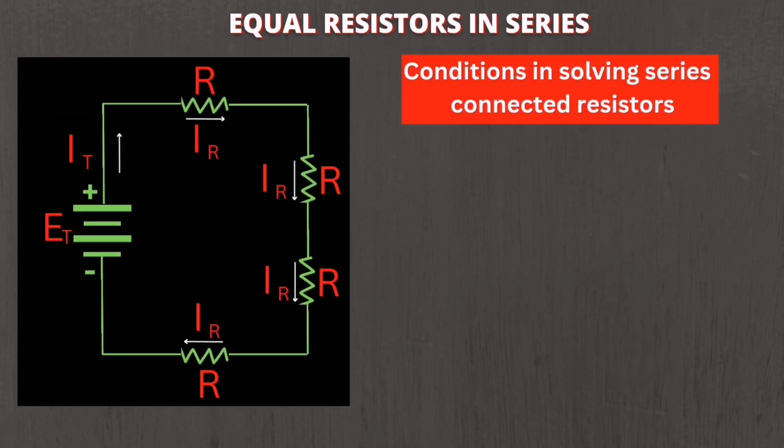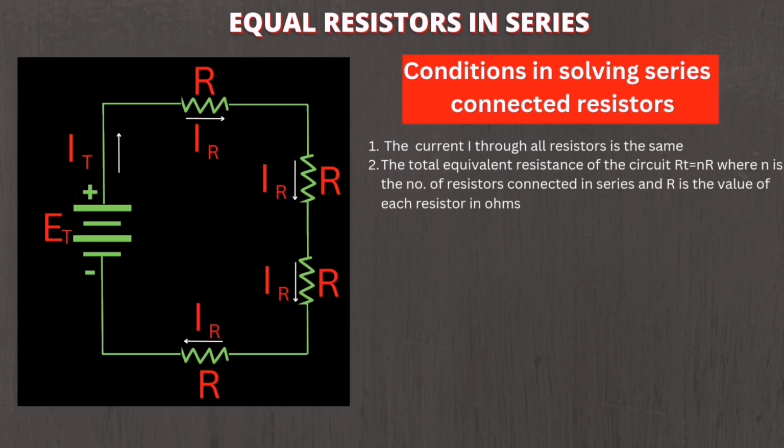Okay guys, as a summary, this is the list of all conditions of series connected resistors. Okay, number 1, the current I through all resistors is the same. For number 2, the total equivalent resistance of the circuit R sub T is equal to N times R, where N is the number of resistors connected in series and R is the value of each resistor in ohms.